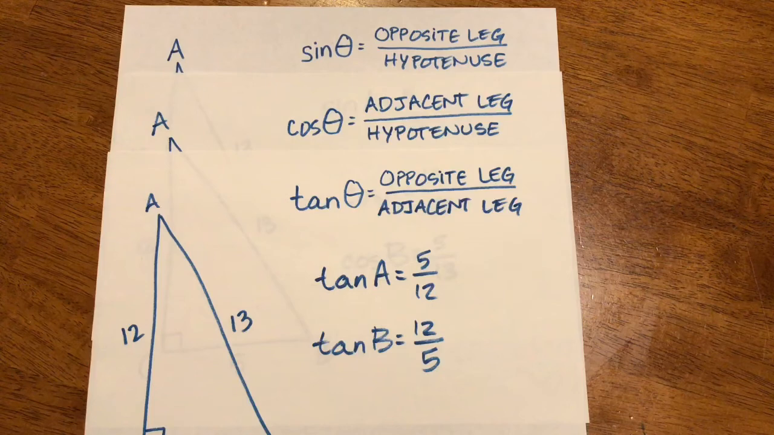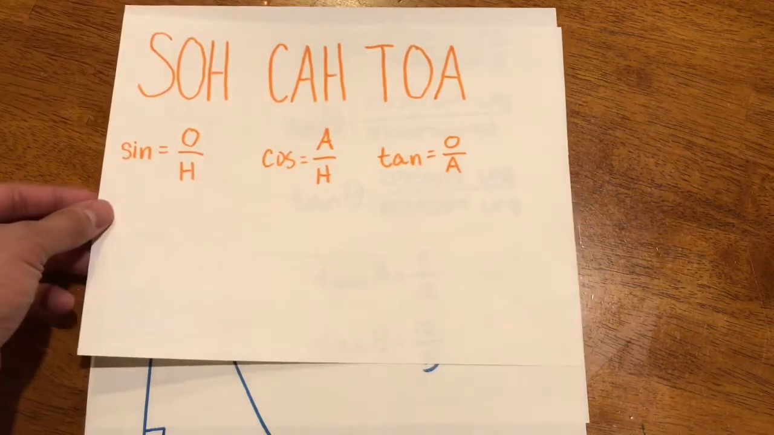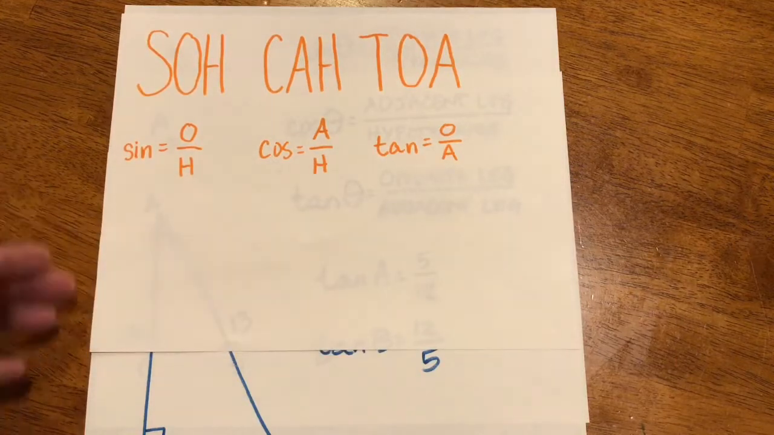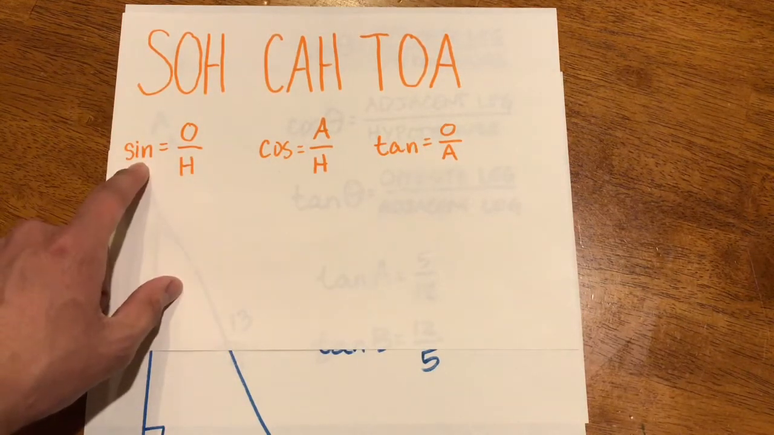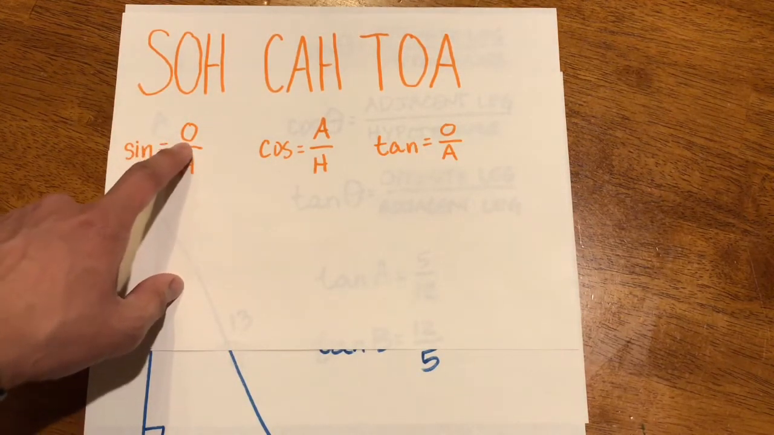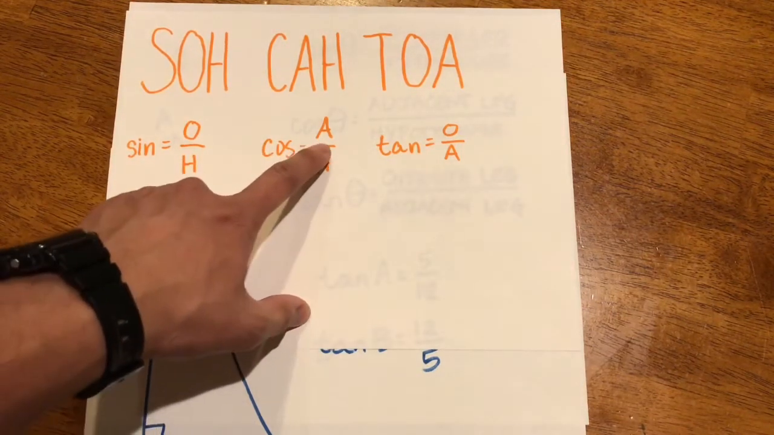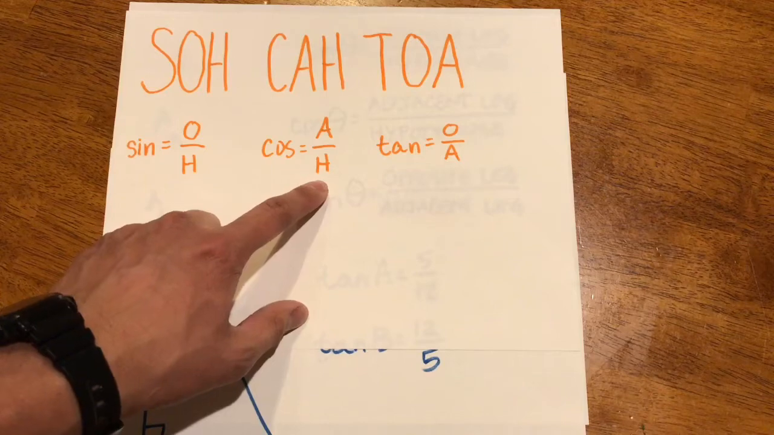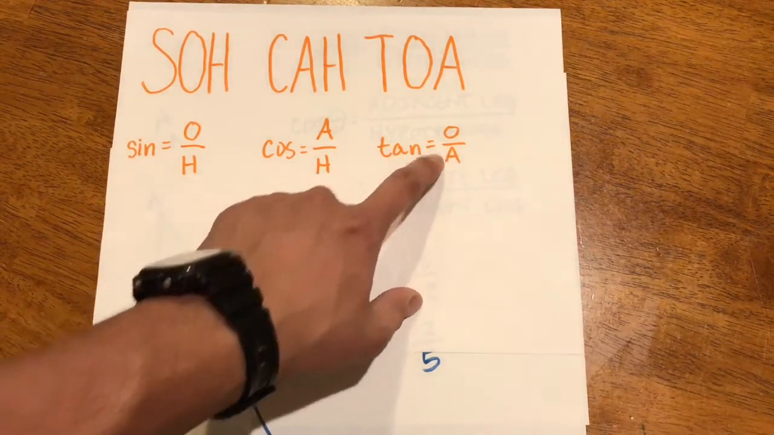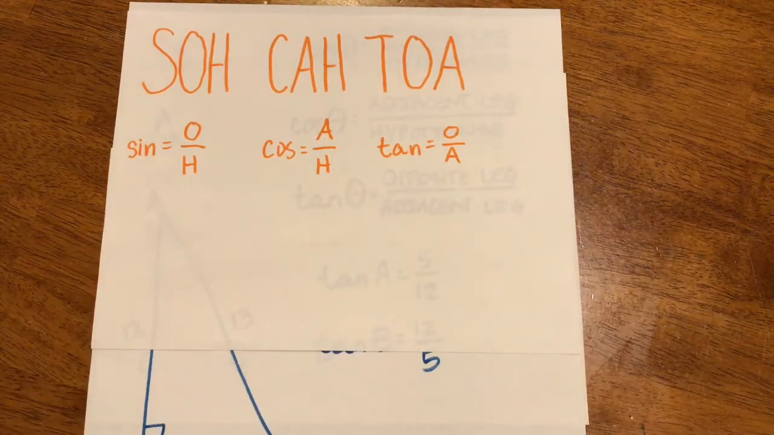So these are the three trig ratios. And something that can help you is Sohcahtoa. The acronym stands for sine equals opposite over hypotenuse, cosine is equal to adjacent over hypotenuse, and tangent is equal to opposite over adjacent. If you can remember Sohcahtoa, you can remember the three trig ratios.